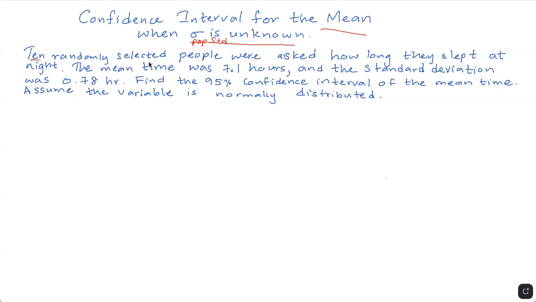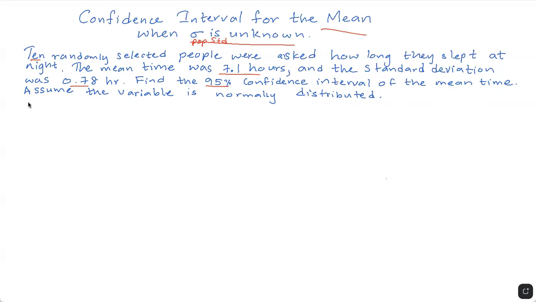10 randomly selected people were asked how long they slept at night. The mean time was 7.1 hours and the standard deviation was 0.78 hour. Find the 95% confidence interval of the mean time. Assume the variable is normally distributed. So let's look at all the information here.